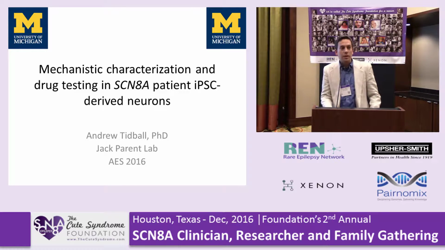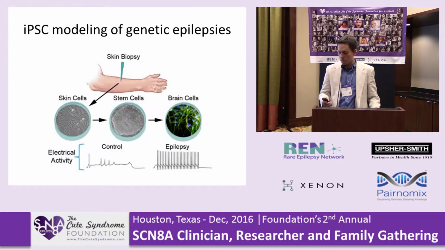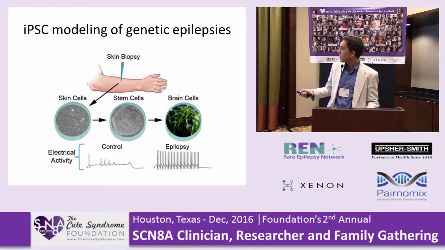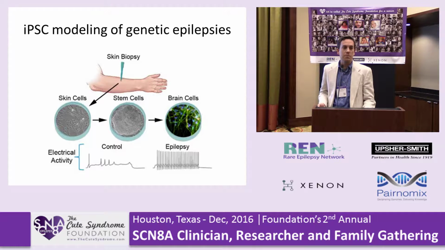There we go. Okay, so this is our model system. We are using patient biopsies to generate skin fibroblast cultures, and from these we are able to make induced pluripotent stem cells, and from these cells we're able to differentiate into patient-specific neurons. So these are tissues that we're not able to get from patients, so this is a really neat technology that's fairly new, and then from these cells we're able to look at the characteristics of these neurons.